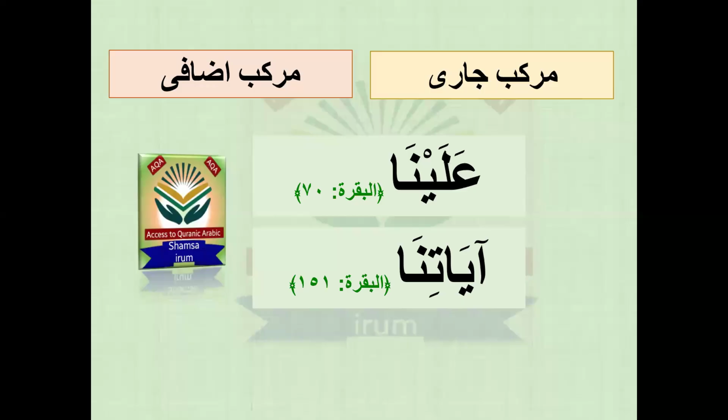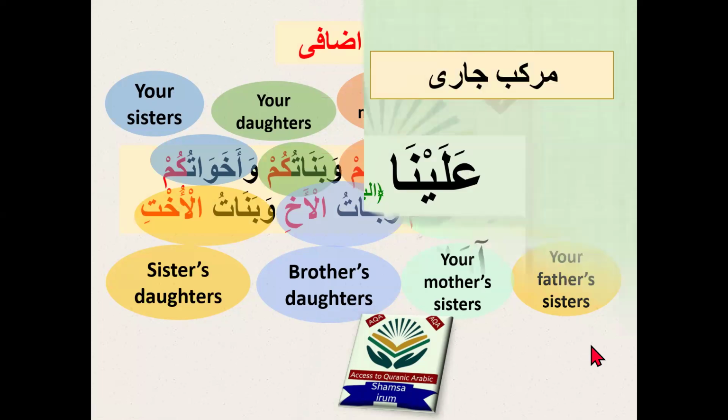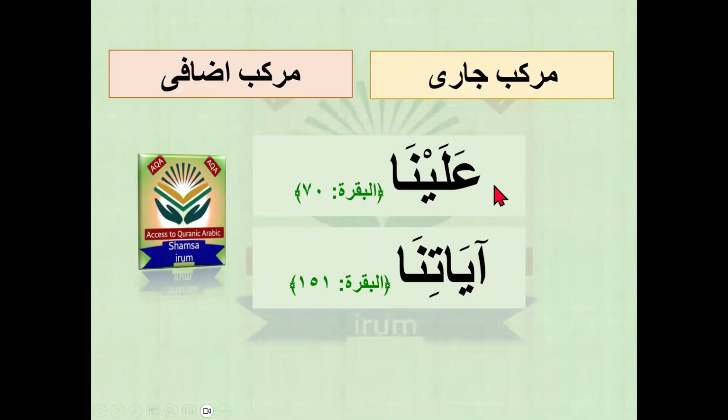Last one more practice. One thing I want to explain here: in homework I give you the ayah like this and you have to choose murakkab izafi and murakkab jari. You have to separate them. Same like this. Now in this slide, your test is that you have to check which one is murakkab jari and which one is murakkab izafi. So your time starts now.